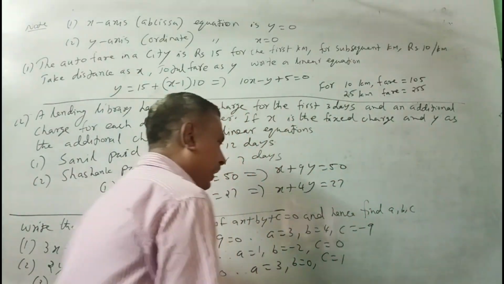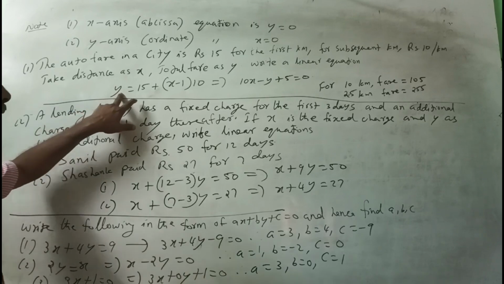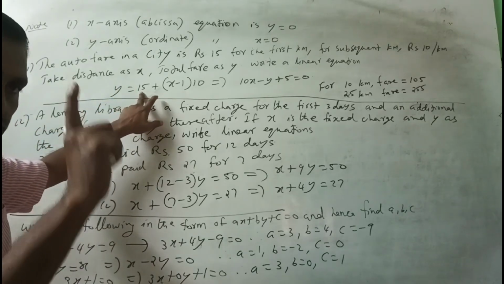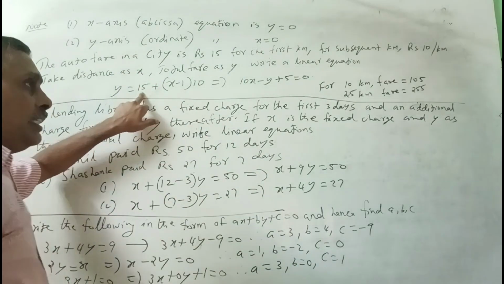Now we wrote the equation of that. This is the total fare. So this y is equal to 15, that is for the first kilometer. Now total distance traveled is x.